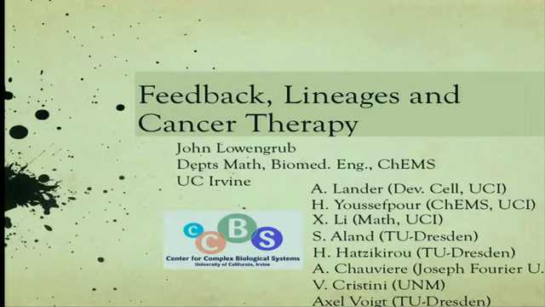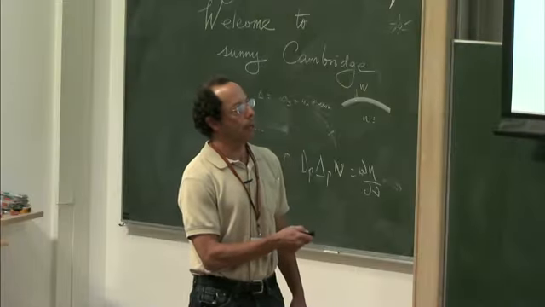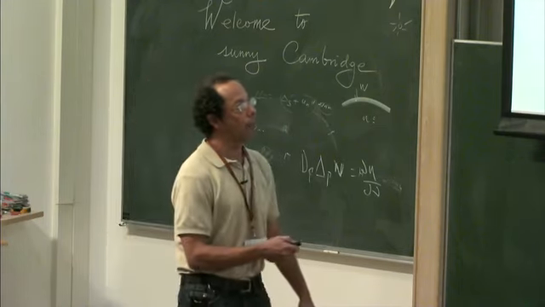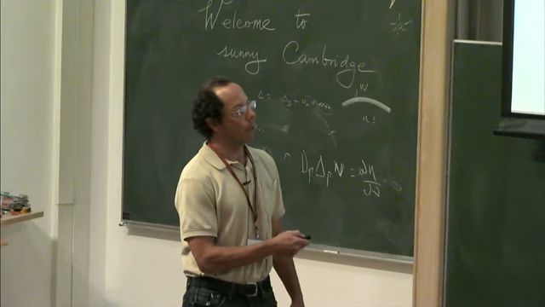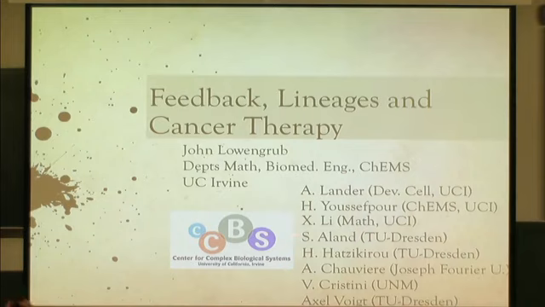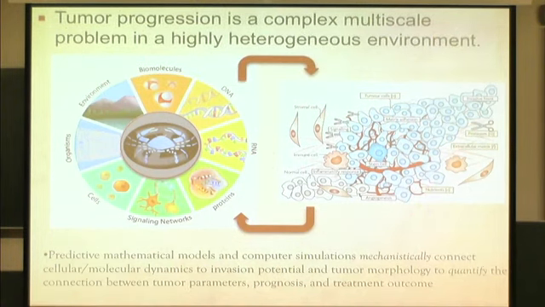This is joint work with a bunch of different people. Probably I'll only be able to talk about the work with the first three: Arthur Lander, who's in developmental cell biology at Irvine, a former student, Hamad Yousefpour, and a former postdoc, Shangrong Li. And so basically I'm going to talk about at least one set of models that we have for cancer.